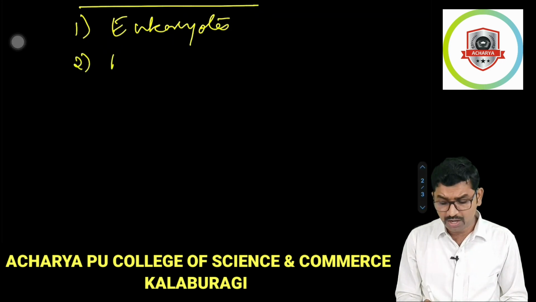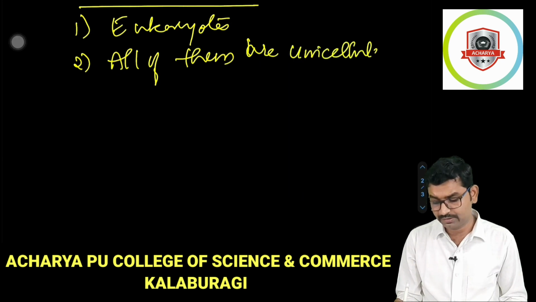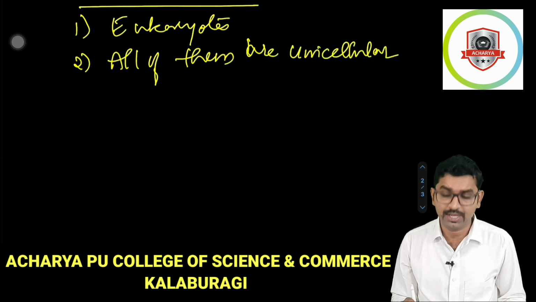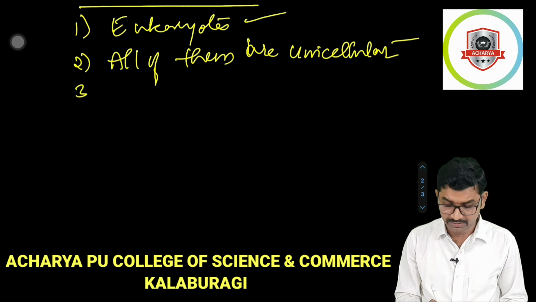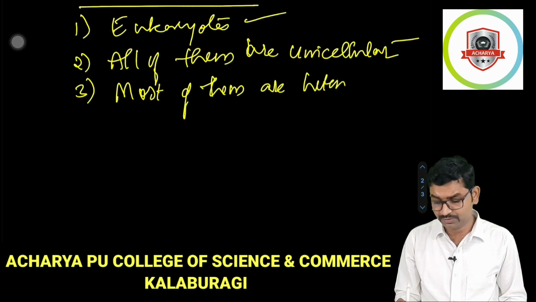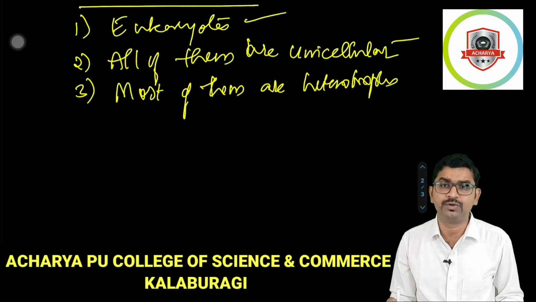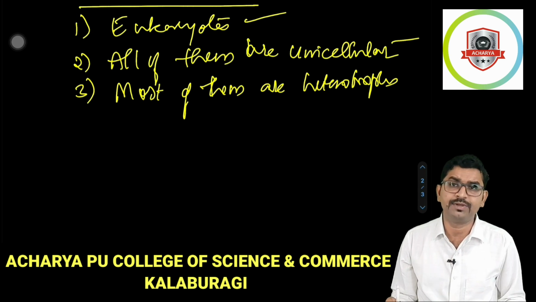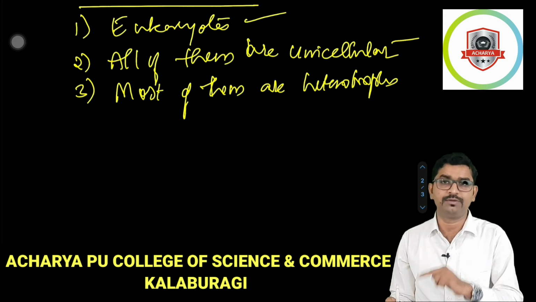Number 2, all of them are unicellular. All of them are unicellular. These two points you must and should know. Alright. Then number 3, most of them are heterotrophic. Most of them are heterotrophs. Few have the characteristic that they can undergo photosynthesis, like the euglenoids I showed you in the previous slide, because they have chlorophyll present in them.